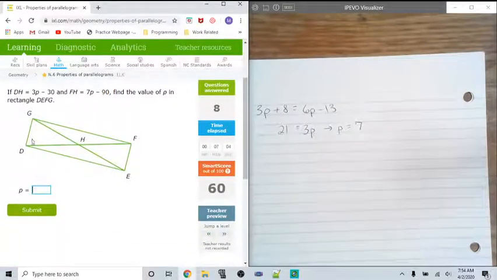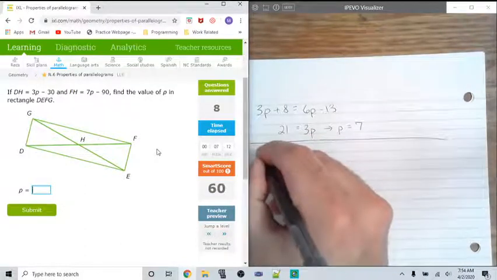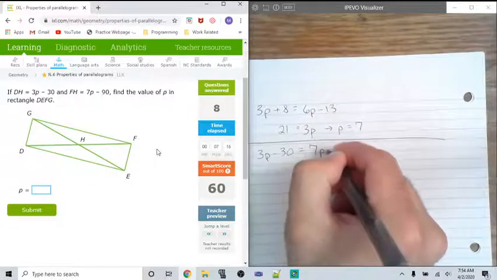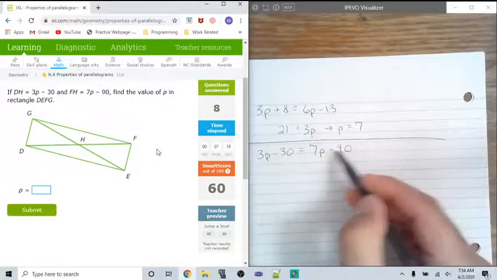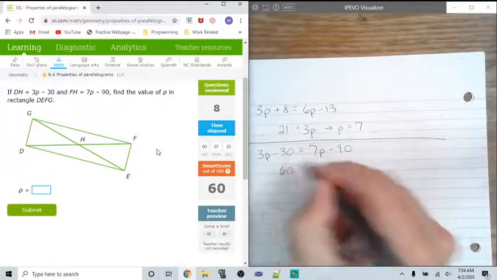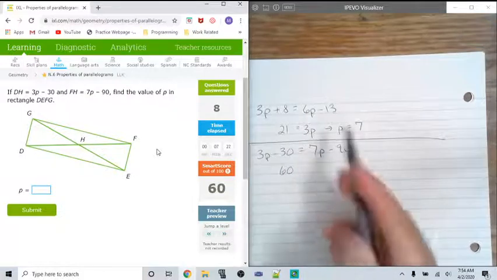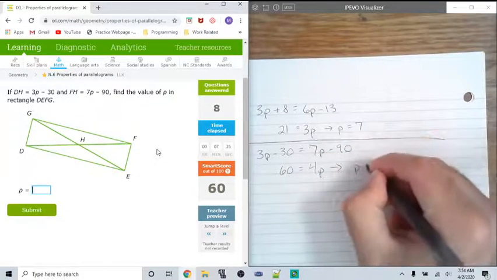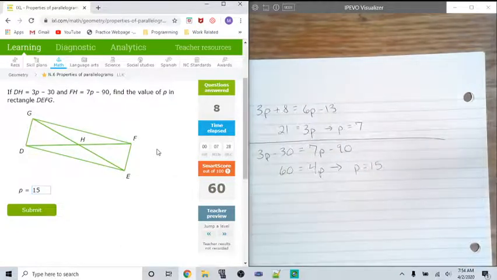All right, so again, when these things bisect each other, DH is equal to FH, so very much the same sort of scrap work. 3p minus 30 would equal 7p minus 90. Add 90 to this side, we get 60. Subtract 3p from this side, we get 4p. And when we divide by 4, it looks like p equals 15.